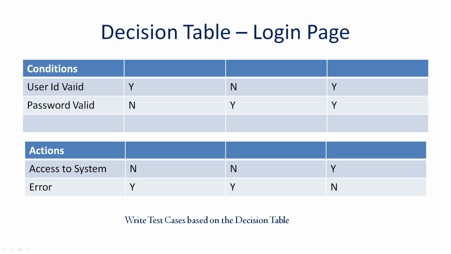Conditions, as I said earlier, just forget about it. Take this column: user ID is valid and password is valid. What can happen? Access to the system is yes. And will there be any error message?